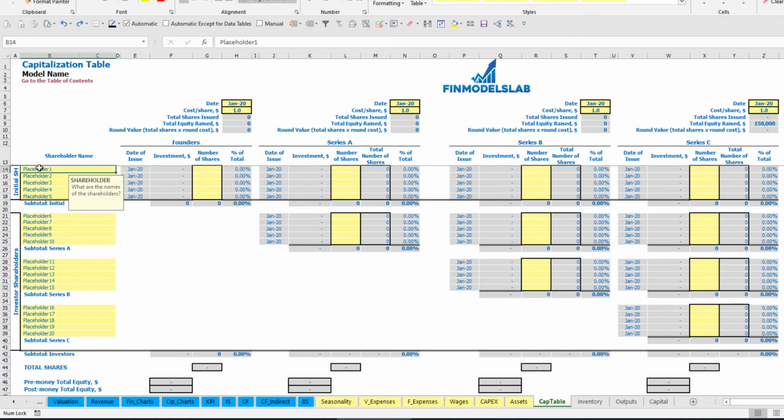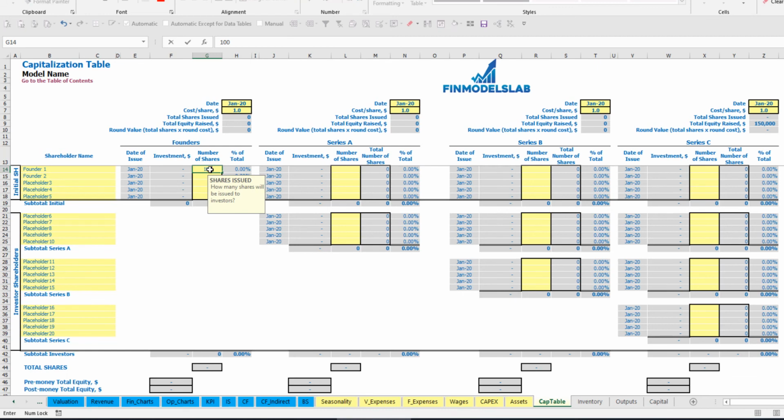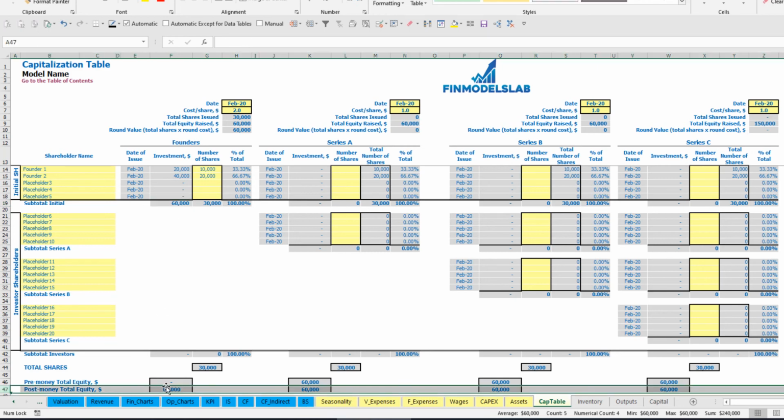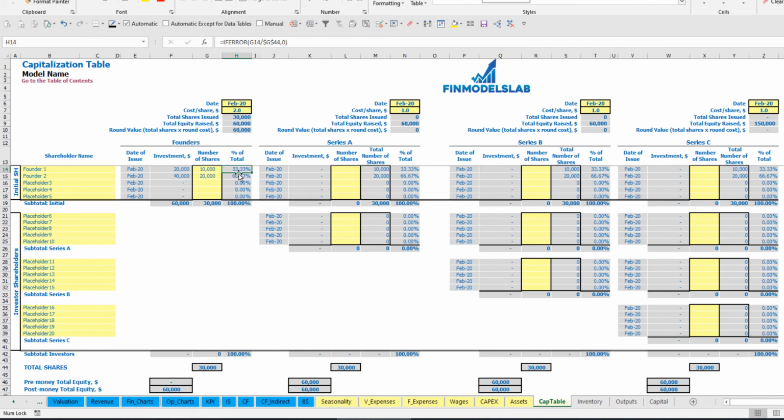Let's pretend that we have two founders, founder 1 and founder 2. Total amount of shares for founder 1 can be 10,000, for founder number 2 20,000. Let's imagine that cost of share will be $2 and the date of founding is February. This means that investment for founder 1 is $20,000, for founder 2 is $40,000. In total they invest $60,000, which you may see here.